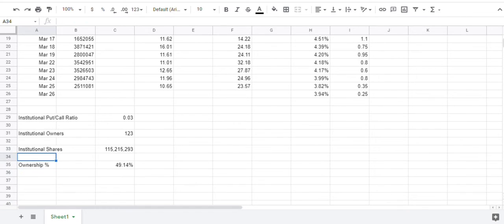There hasn't been any institutional ownership reported recently. As of this morning, you have 123 institutional owners, and they represent 49.14% of the float.